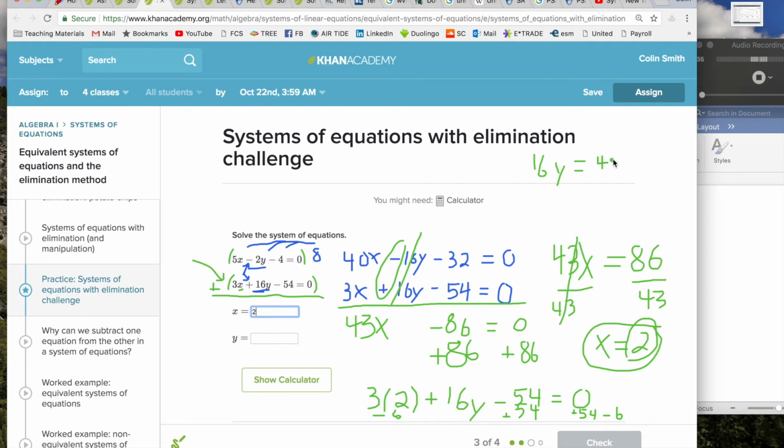Okay, now we divide 16 off both sides. So 48 over 16, I do believe, is going to be 3. So y equals 3. That gives us our final answer for what we thought y was going to be. Let's check it, and we got it.